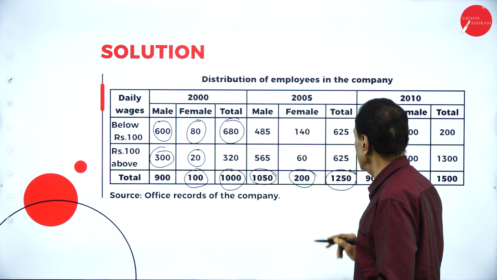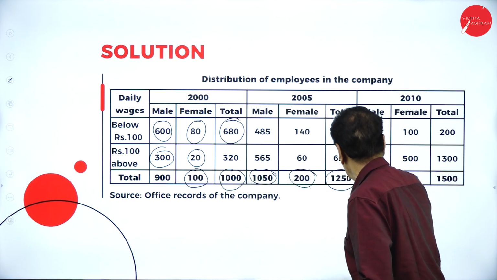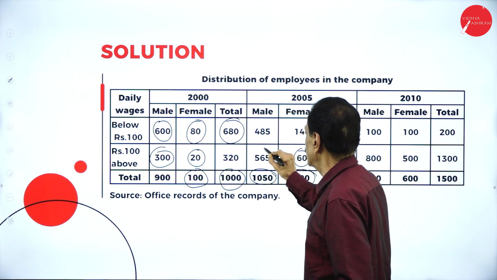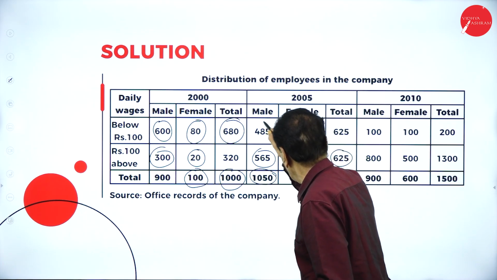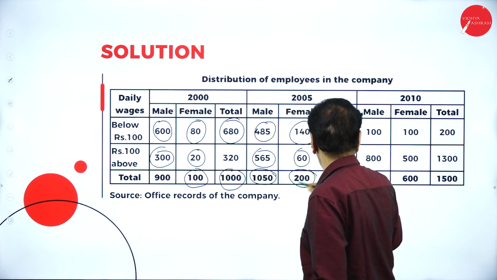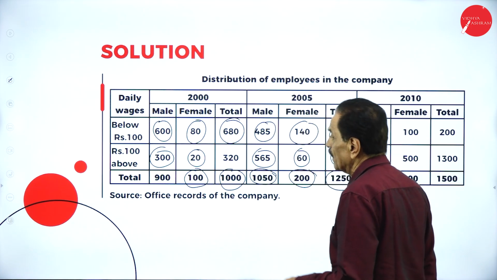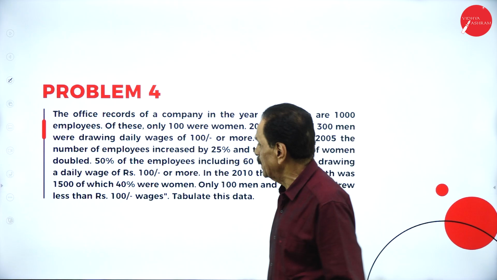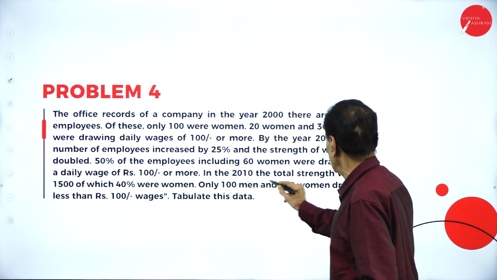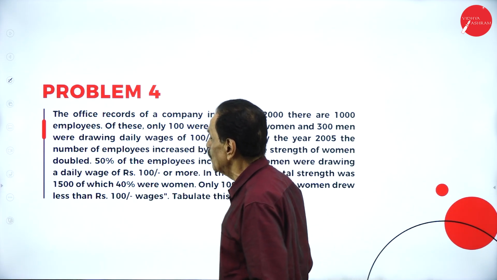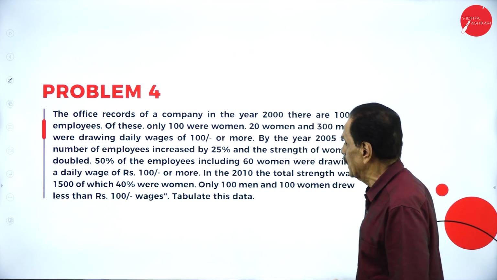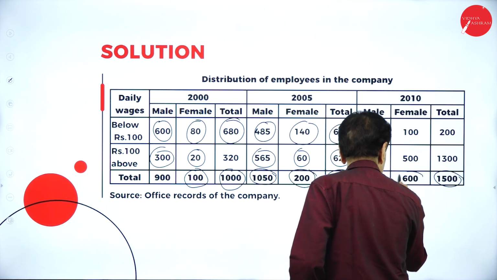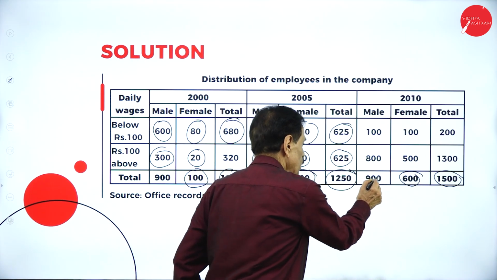How many members are they saying? Here, 50% means 625. Out of that, 60 females are drawing, so the balance is 565. Then in 2010, the total strength was 1,500, of which 40% were women. 40% of 1,500 is 600 women. The balance goes to men, 900.